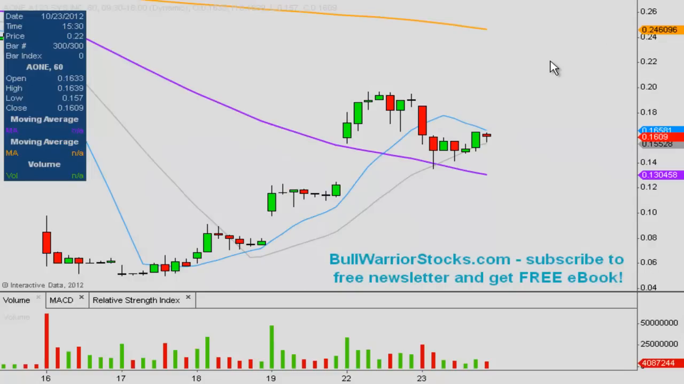Here we are looking at AONE. This is a 60-minute chart, and I wanted to do this time frame as I think it does the best job of mapping out what's going on from a charting perspective, along with what you want to see continue to happen from the charting perspective. So, obviously, real quick, we'll just go to the daily chart.